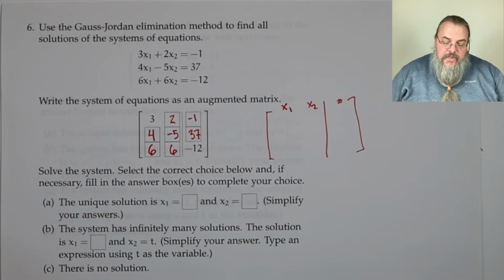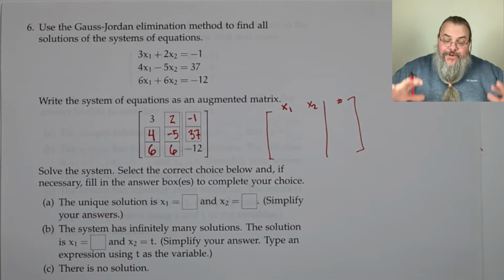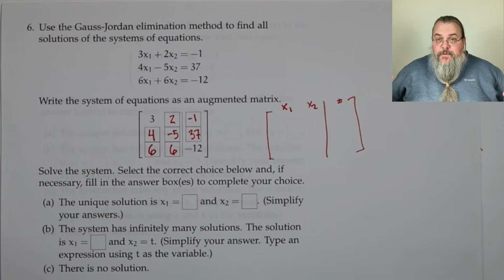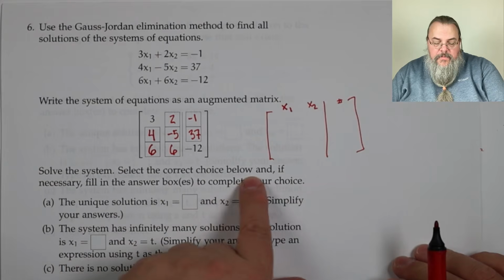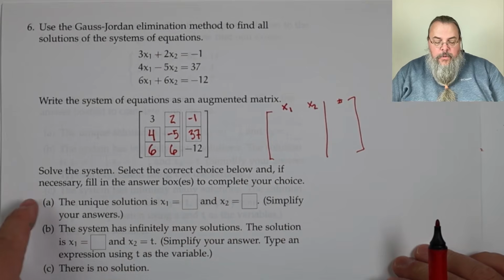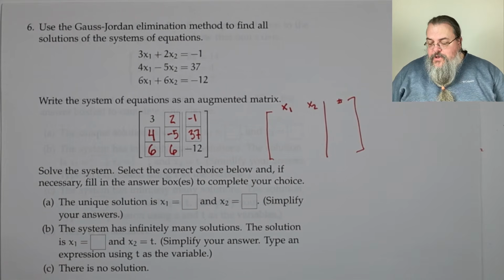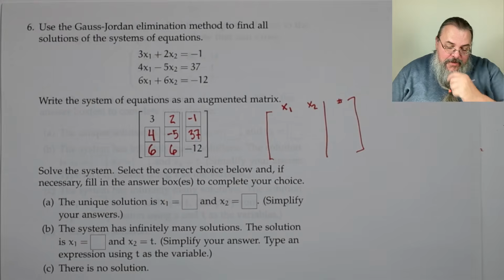So it says solve the system. Now it says use Gaussian elimination, so we'll go ahead and do that. Any method that you're comfortable with, you get full credit on. No worries. Then we're going to solve, and then we're going to see what's going on. It says select the correct choice below, and if necessary, fill in the answer boxes to complete your choice. We may have a unique solution, a system with infinitely many solutions, or no solutions. So let's find out. Okay, so what do we do?